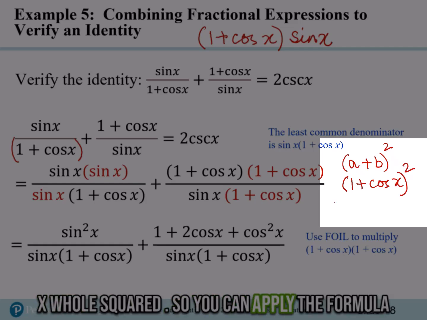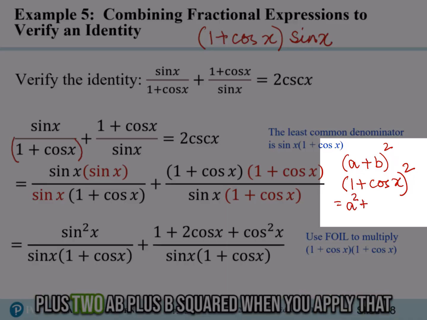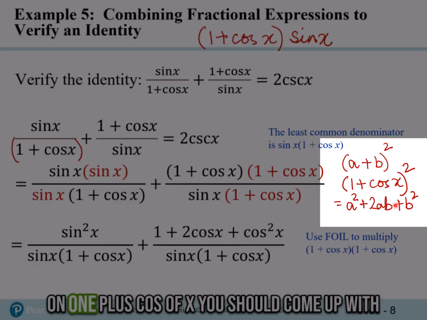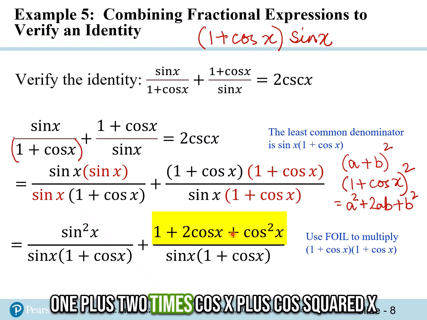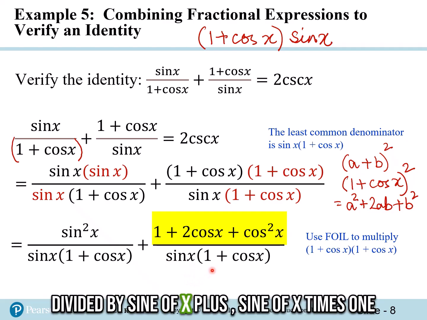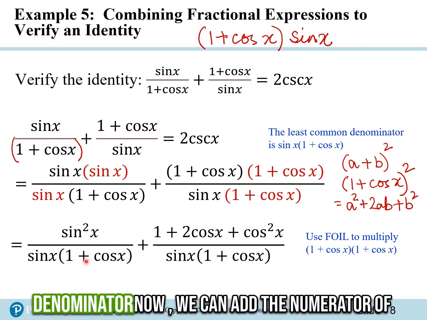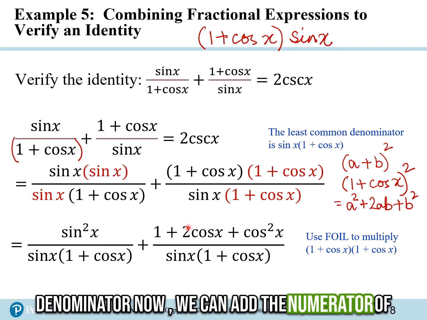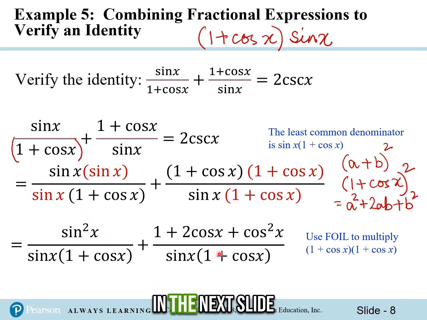So you can apply the formula for a plus b whole squared, which is a squared plus 2ab plus b squared. When you apply that on 1 plus cos of x, you should come up with 1 plus 2 times cos x plus cos squared x divided by sine of x times 1 plus cos of x. Since we have a common denominator now, we can add the numerators of both the fractions, and we will continue that in the next slide.